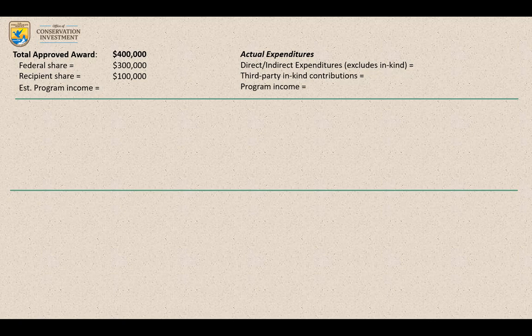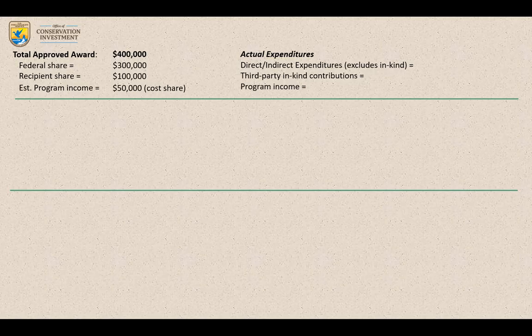In this scenario, the recipient has anticipated that they will earn $50,000 in program income during the award and has been approved to handle the program income using the cost-sharing method. This means that the program income earned will be used to replace a portion of the recipient cost share required to complete the scope of work.